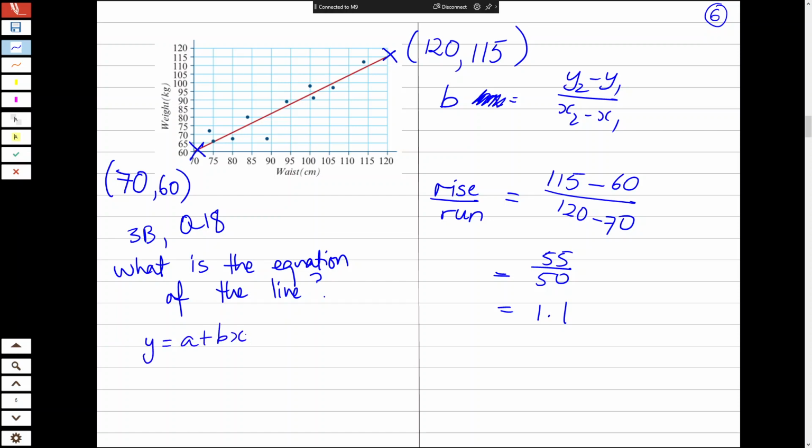Okay, do we have the y-intercept? How can we work it out? The y-intercept is not on the graph. We're going to have to calculate it. Someone who did methods last year, you should know how to do this. I'll be furious if you don't know how to do this.